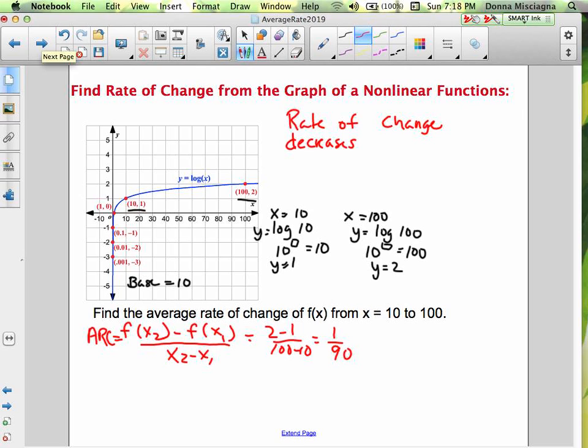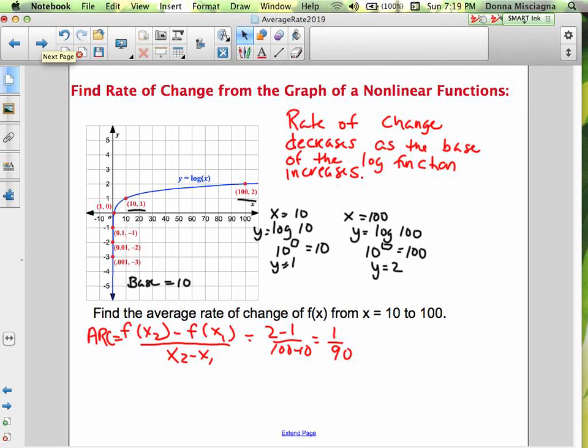So the rate of change decreases as the base of the log function increases. This will grow slower and slower as x gets larger and larger, because for y to get to 3, x is going to have to go all the way to 1,000. But then the slope gets really steep as we get close to that vertical asymptote. Let's look at one more.